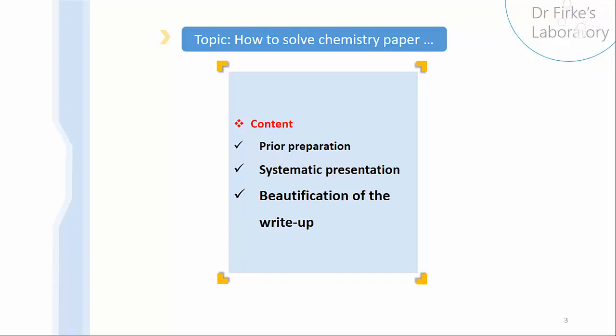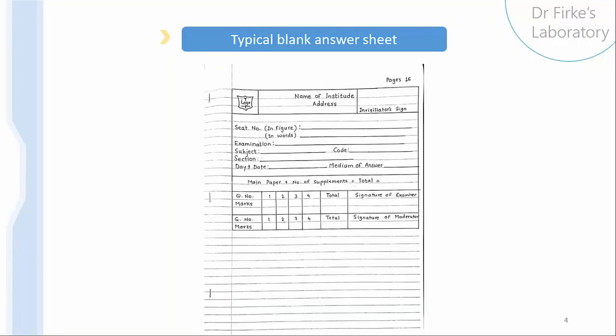The systematic presentation gives you detail on the writing, presentation and do's and don'ts of answering. Beautification of write-up is important to grab the attention of the examiner to the answer you have written. In a glimpse, the examiner should know that you have understood the concept thoroughly. This session also allows you to rectify minor mistakes.